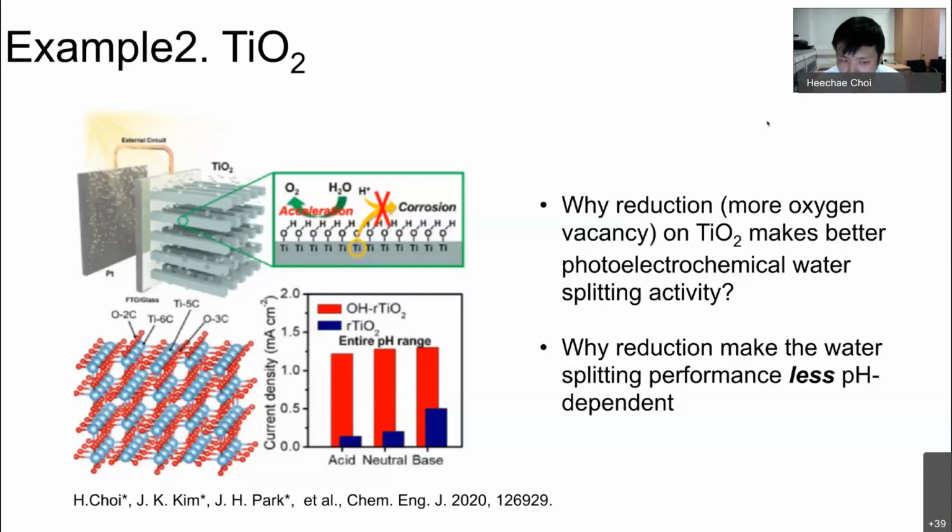So normal rutile TiO2 water splitting activity is largely changed with pH value. Acid means pH 0, neutral means pH 7, base means pH 14. And when it goes to acid condition, the water splitting activity becomes much worse. But with the OH-RTiO2, I mean, when it is reduced, it is almost pH independent. So, why does reduction make the water splitting performance less pH dependent? I started my theoretical analysis in order to answer those two questions.